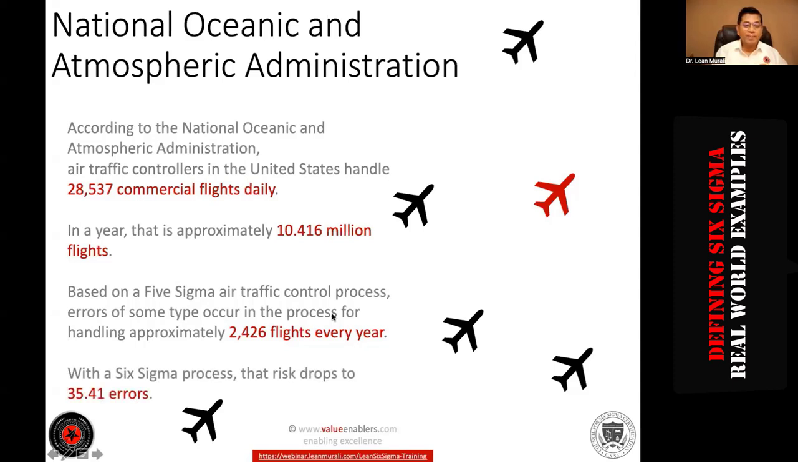But with the 6 sigma process, the risk drops down to 35.4. If you really appreciate it, give it a thumbs up in the chat box. With 5 sigma levels, you will have 2,426 flight errors every year, whereas if you increase by 1 sigma, you will have only 35.41 errors out of these 10.4 million flights. If that is clear, type SC, super clear in the chat box.